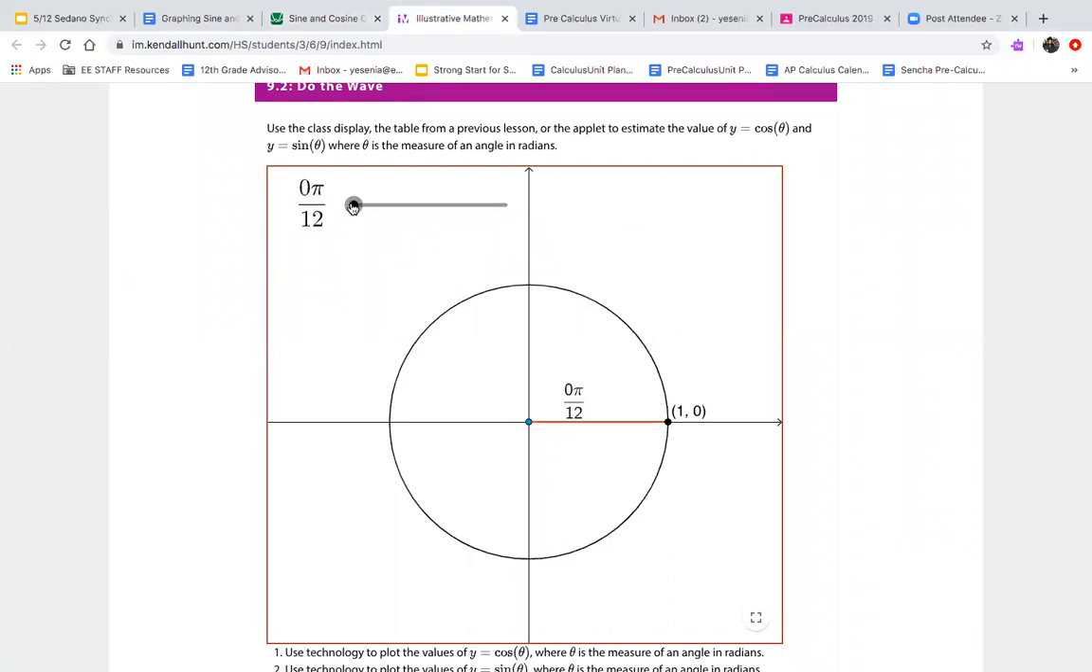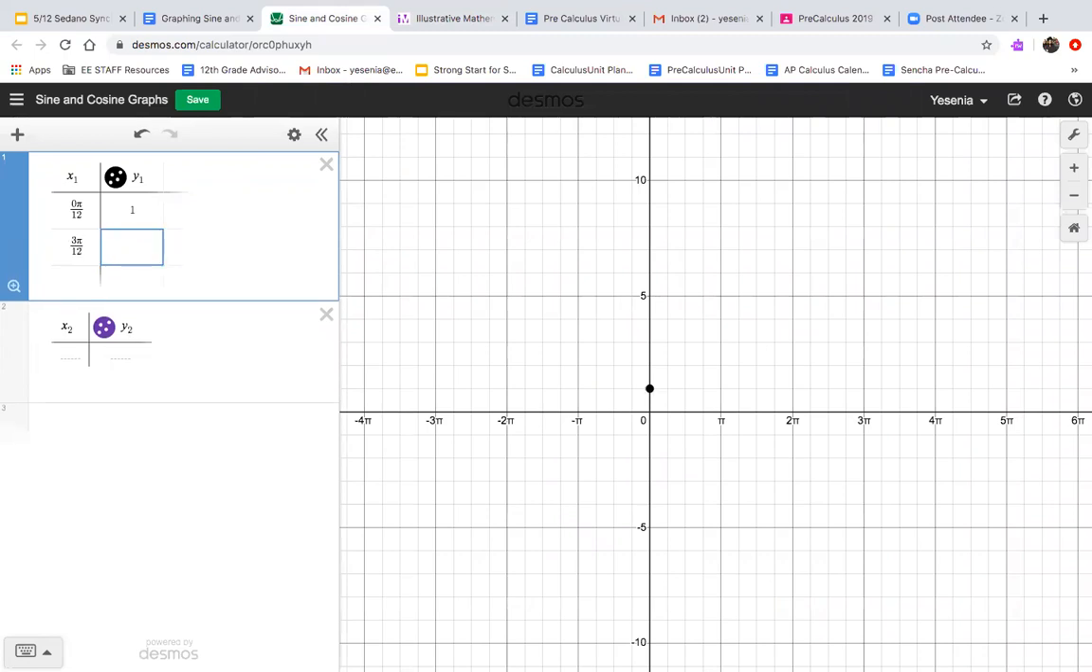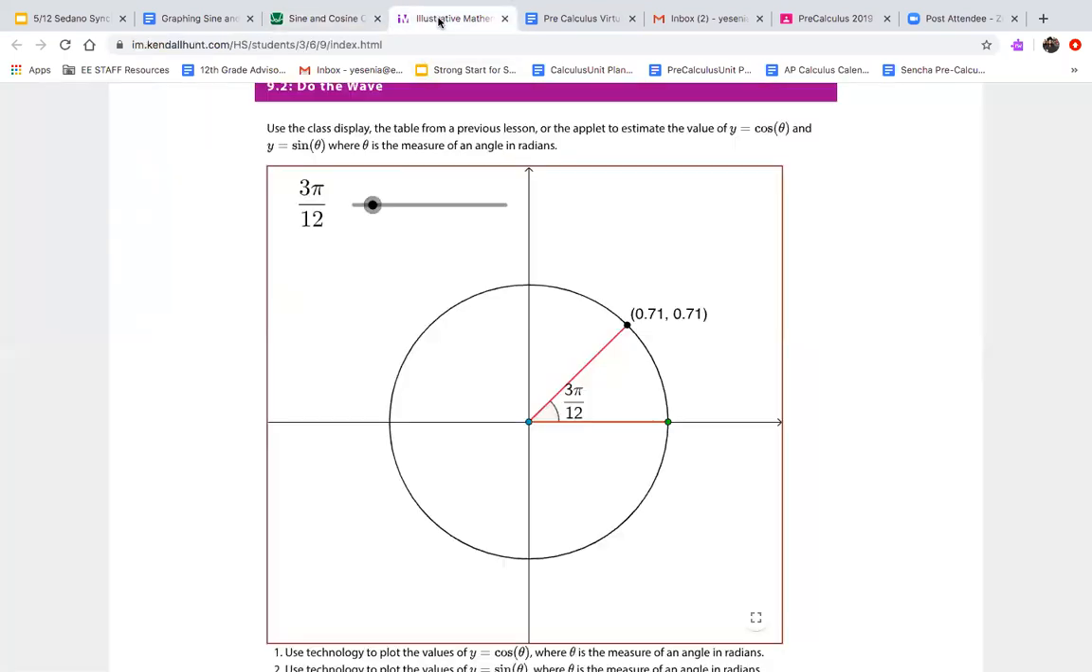So what I'm going to do is kind of strategic here. I'm going to go in the middle. I'm going to ignore those other points right here. I'm just going to choose some point in the middle here. So when my radian measure is 3 pi over 12, my cosine is 0.71. So I'm going to go back to Desmos. So 3 pi over 12 was the radian measure. My cosine was 0.71. Okay, so we're seeing something here. And we're just going to keep going.